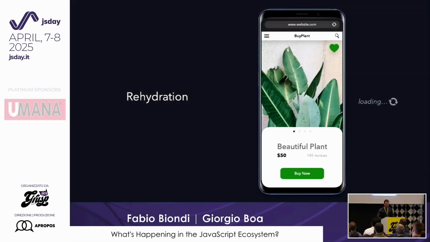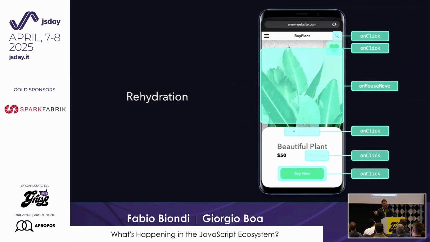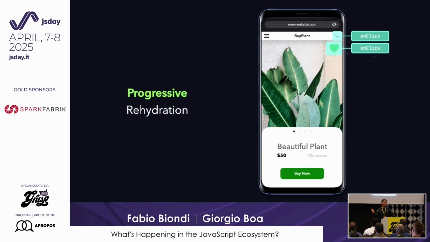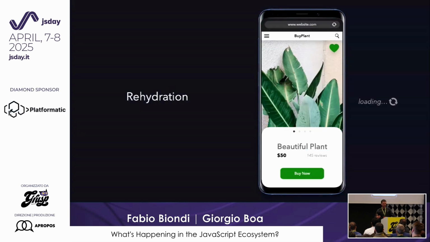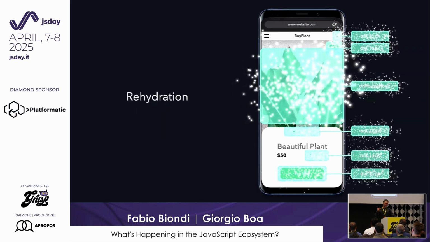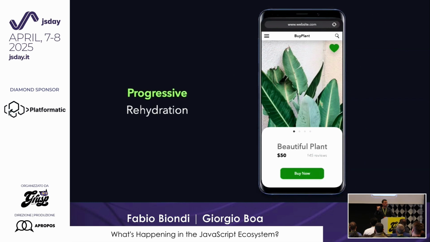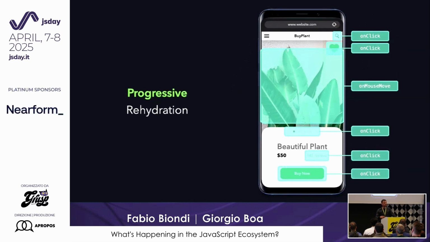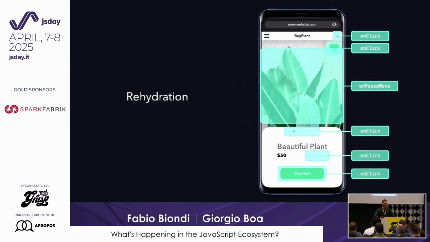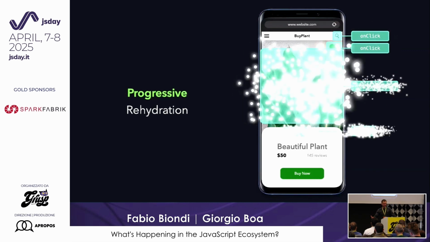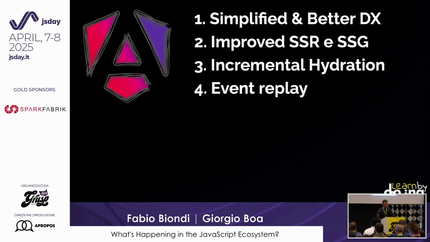But there are new strategies that are emerging to improve the hydration. One of these is the progressive hydration, just like you can see here in the animation. Instead of waiting for all the JavaScript to be loaded, parts of the page can be loaded based on different strategies. For example, by identifying the key element that must become interactive before others, assigning some priority, or when we scroll the page, based on media queries, and so on.